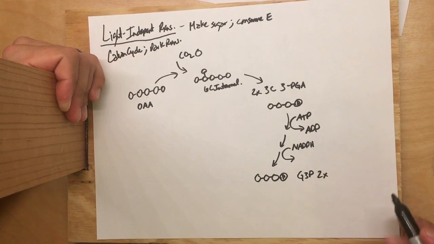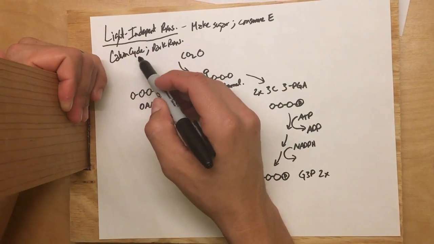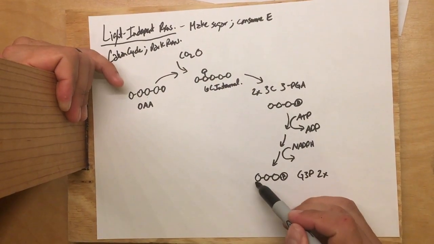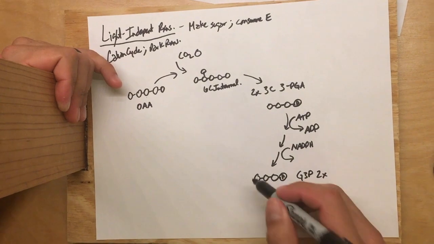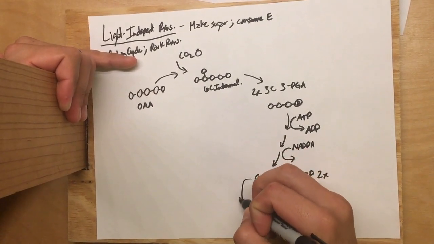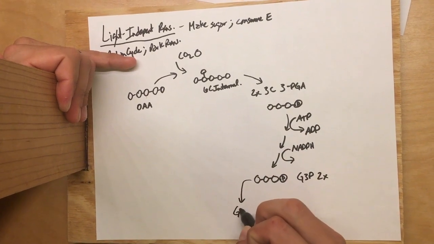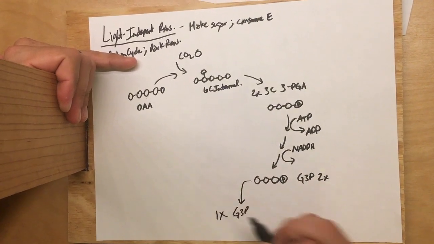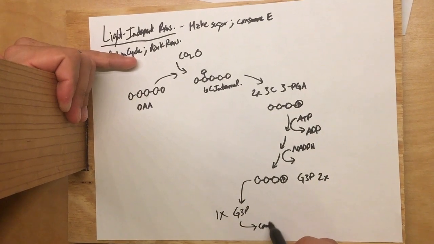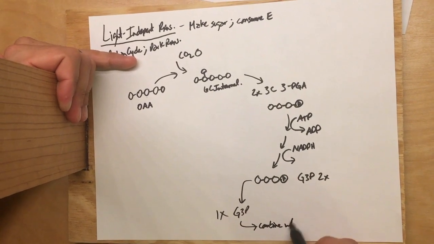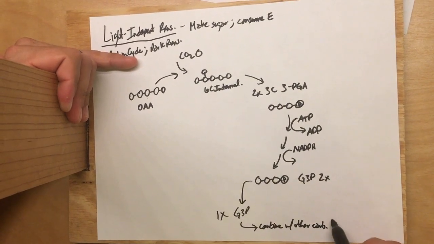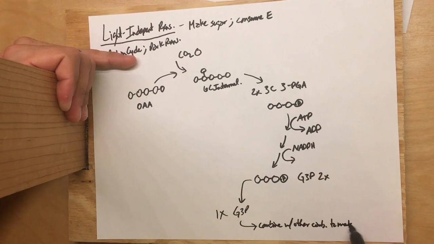But the problem is that this is a cycle, right? So we want to get back to this 5-carbon sugar. So if we just take both of those 3-carbon sugars away, we're never going to be able to recreate what we started with, and it won't be a cycle. So instead, one of these G3P is going to leave, okay? And that guy is going to combine with other carbohydrates to make glucose.